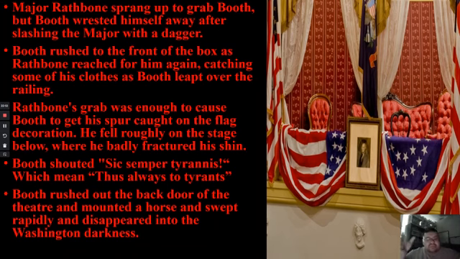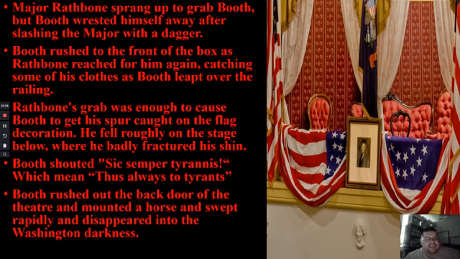Major Rathbone's able to barely grab a piece of him to hold him back just enough to where Booth's spur gets caught on the flag. Instead of landing flat-footed on the stage, he falls kind of funky, and when he hits the stage, his shin bone snaps. Now, if you don't know where your shin bone is, this is your leg, the front part of your leg, you'll feel a bone right in the front. That's your shin. Imagine that being snapped in two. That's what happened to Booth when he hit that stage all funky.